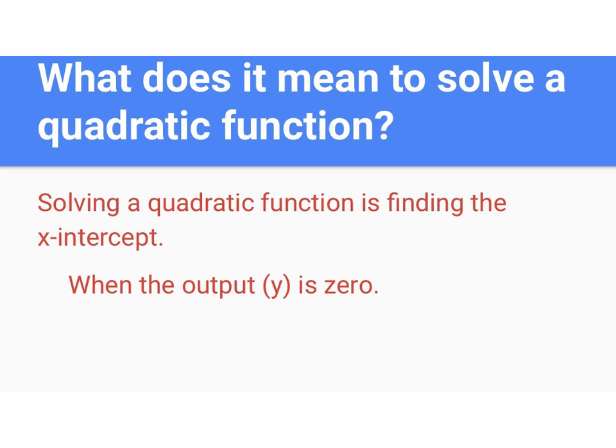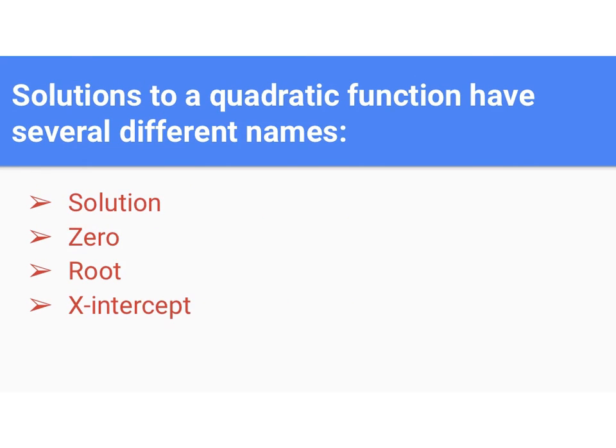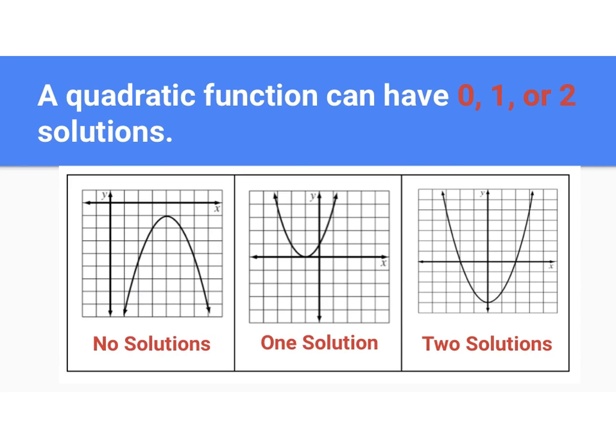Solving a quadratic equation or function just means finding the x-intercept. So we want to know when the output is 0, so when y is 0, what is the x value? Solutions to a quadratic function have several different names and we can use them interchangeably. So solution, zero, root, and x-intercept, they all mean exactly the same thing.